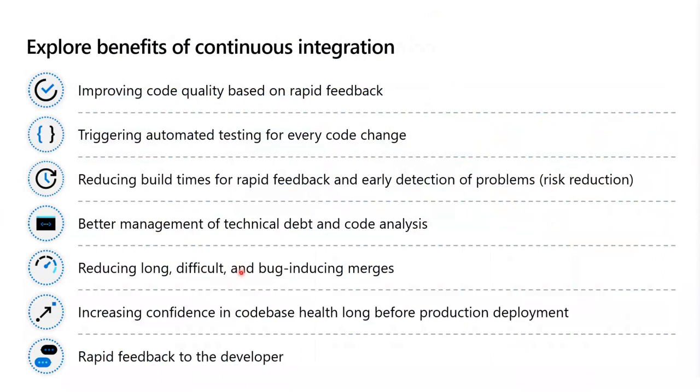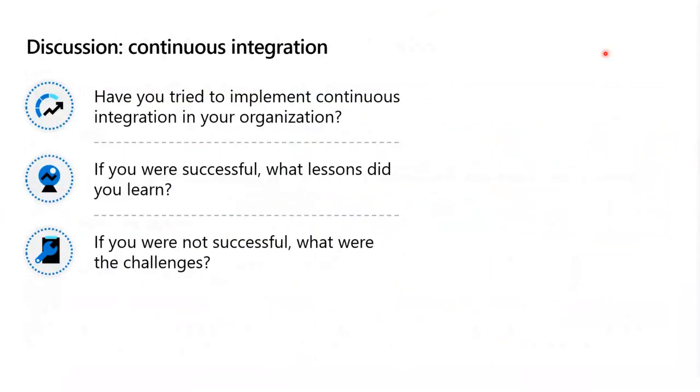What else? We can reduce long, difficult, and bug-inducing merges, and we can increase the confidence in code-base health long before production deployment. And we can provide rapid feedback to the developer. Right, so what about yourself? Have you tried to implement continuous integration in your organization? If you were successful, what lessons did you learn? If you were not successful, what were the challenges?